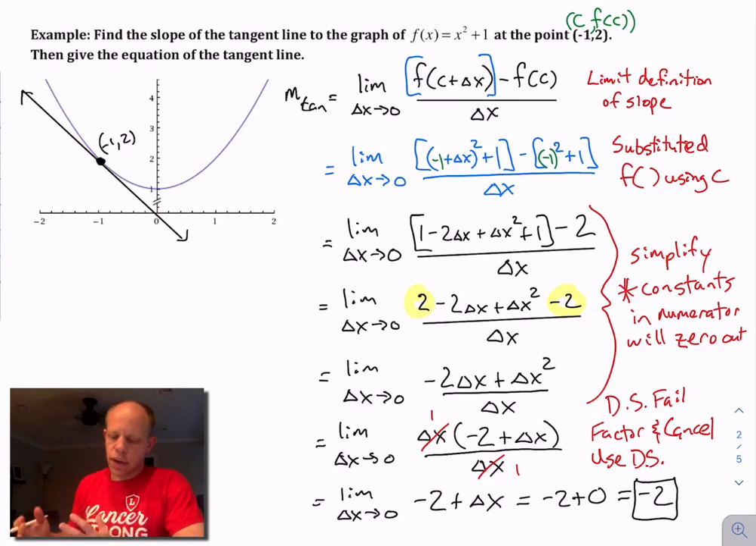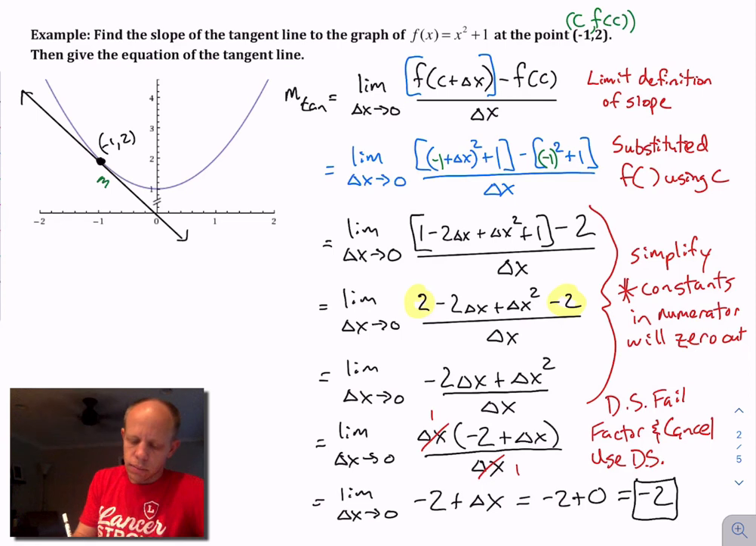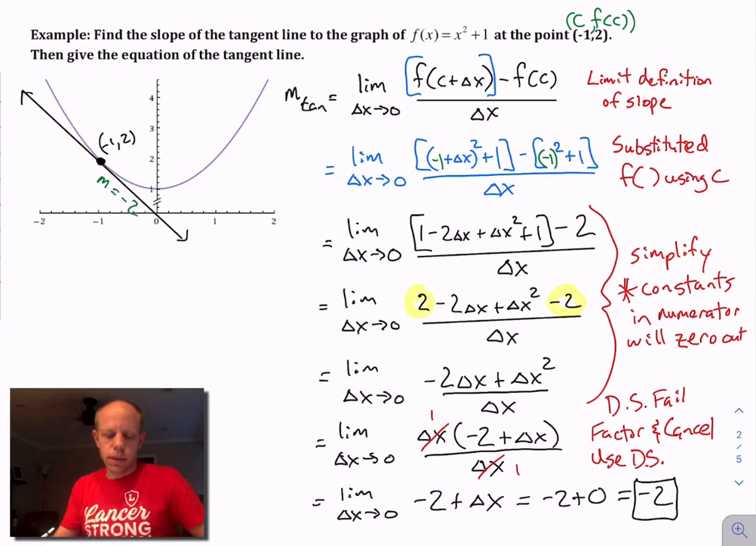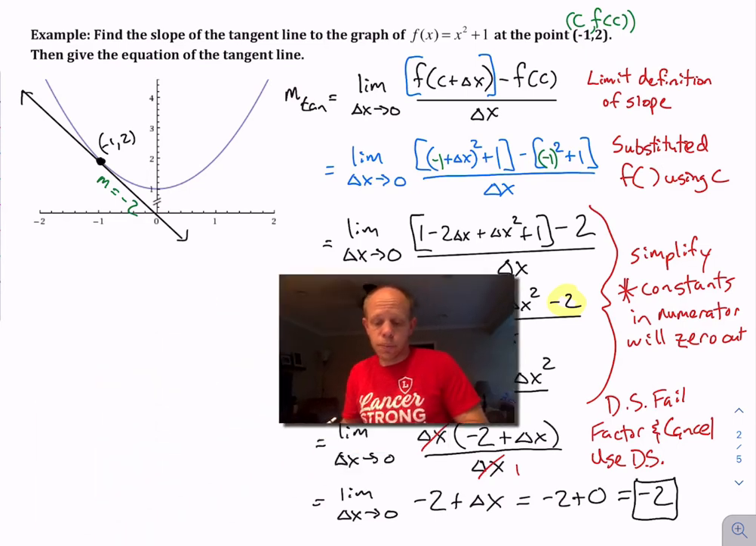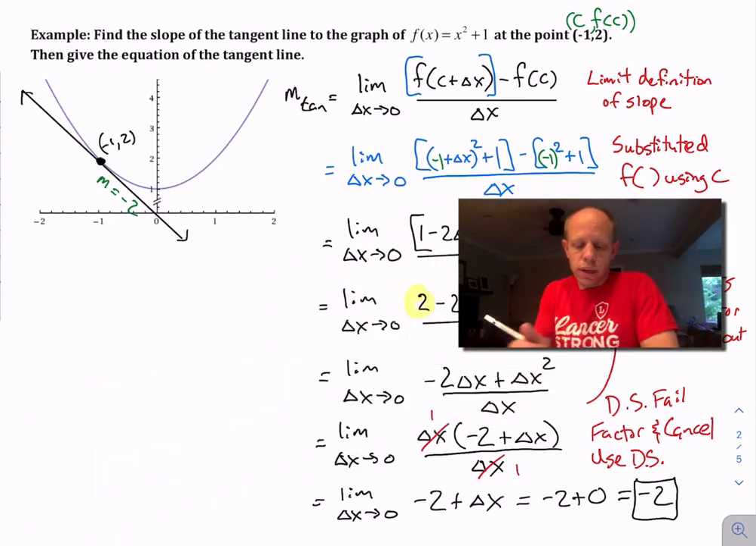So what did we just find here? Wow, we got to go all the way back to the beginning. We were looking for the slope of the tangent line, and here it is. The slope of the tangent line is -2. And so we can write that right here. The slope of the tangent line equals -2. Now that's good because it kind of looks like -2. What we're going to do at this point is actually find the equation of that tangent line.